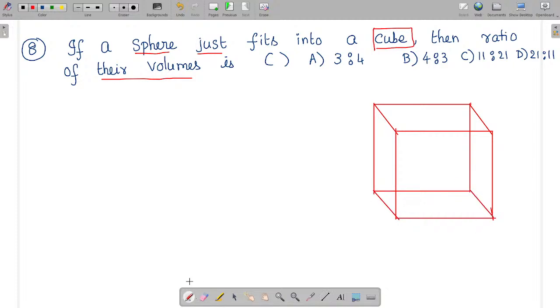A sphere is inscribed in this cube. So totally, a sphere is inscribed in this one.